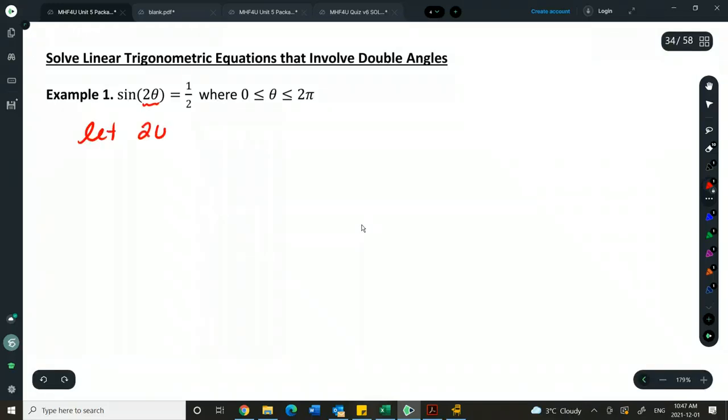So we're going to let 2 theta equal something. Doesn't matter what you put, some variable. If you'd like to make it x, that's fine. Usually I just use x. So I want to just start by solving this.